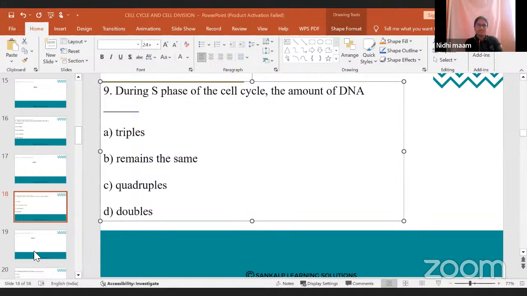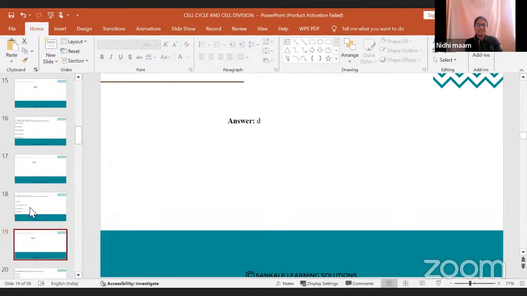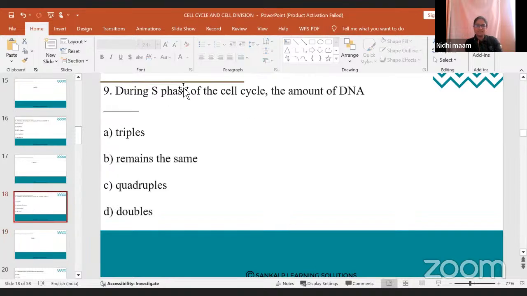Okay, let us check the answer here. The right answer is option D, that is doubles. During S phase of the cell cycle, the DNA doubles. The DNA doubles, that is, it becomes double.